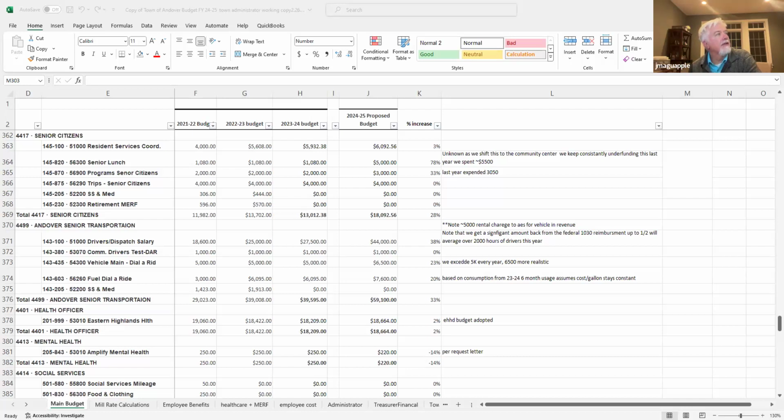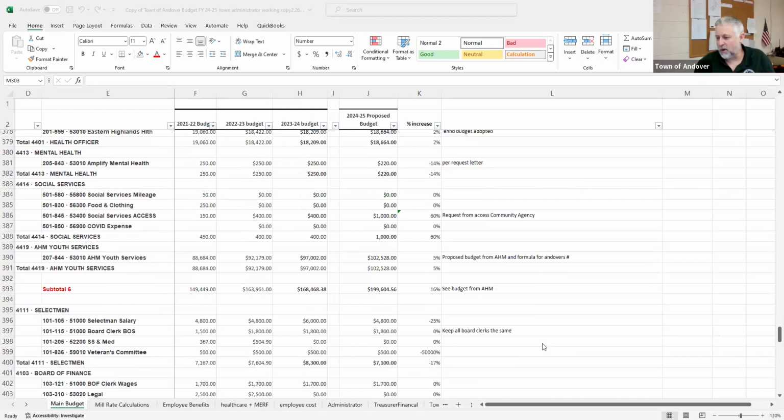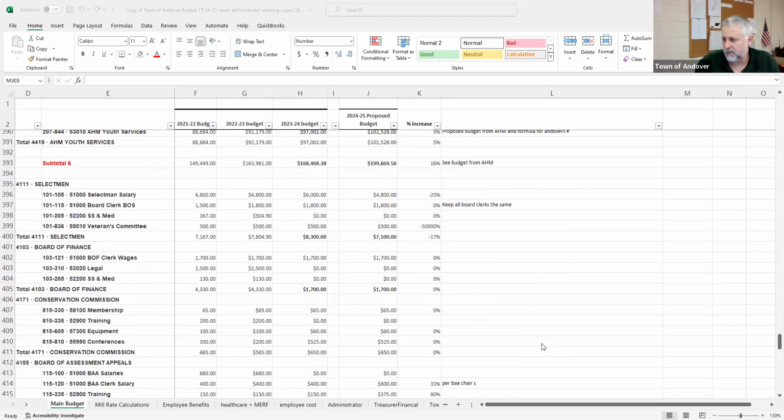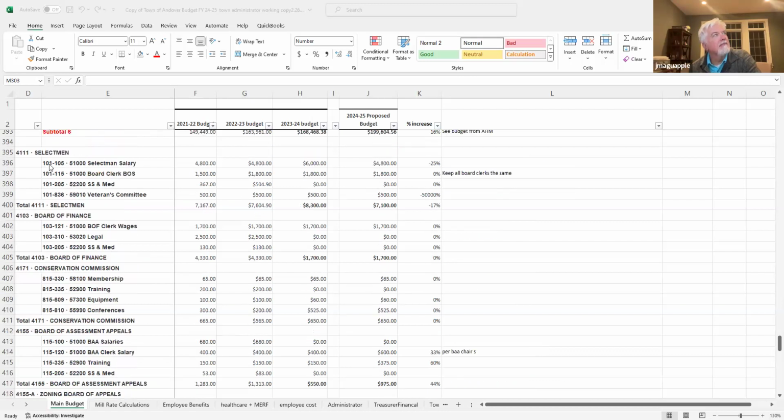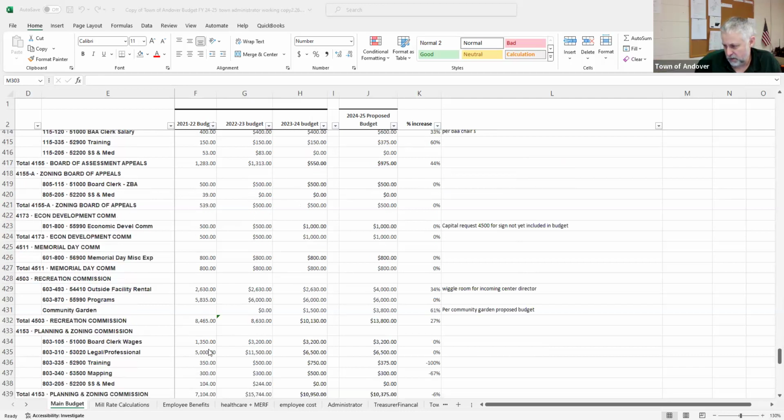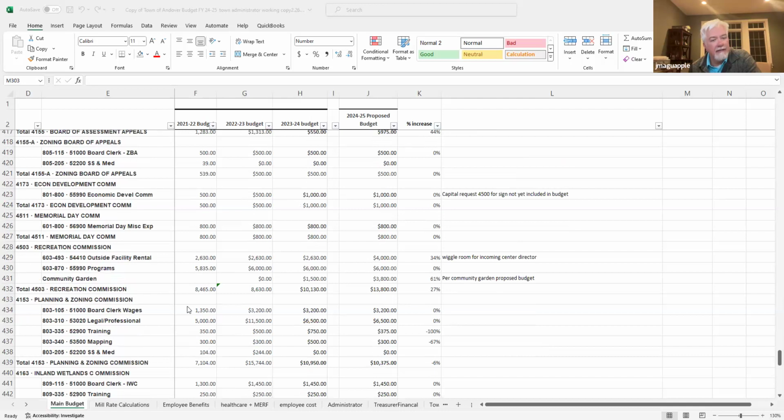Recreation Commission is going up, or requested, $3,000, and you wrote a note, wiggle room for incoming senior director. What does that mean? Sorry, where was it? Where are we? 4503 Recreation Commission. 4503. It's section 7.